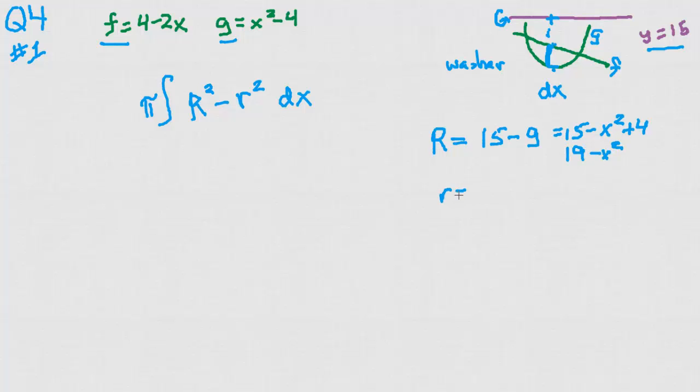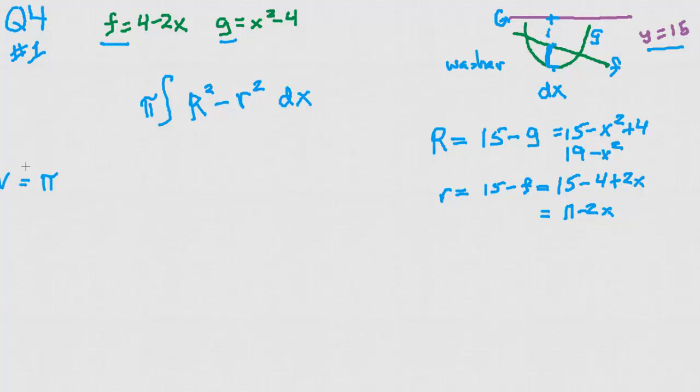The inner radius is going to be 15 again minus the f function, whatever the y values are for those. The f function there is that straight line, so 15 minus the quantity 4 minus 2x, that'd be minus 4 plus 2x. Simplifying, that would be 11 minus 2x. So there are our radii for the two things. Let's go over here to the formula and type them in.